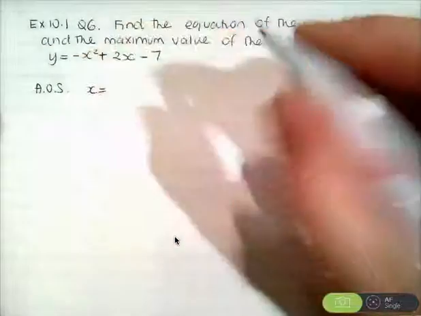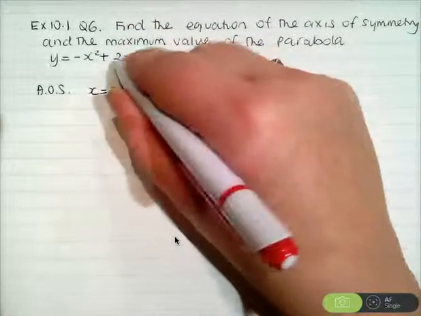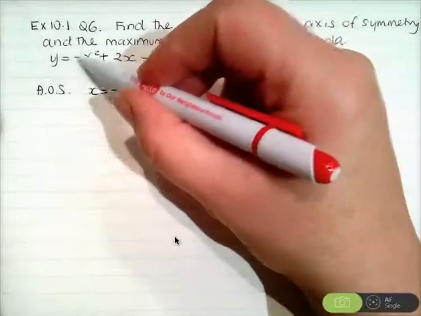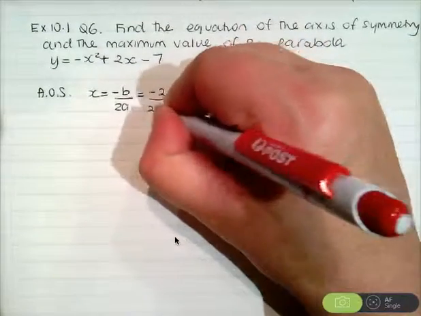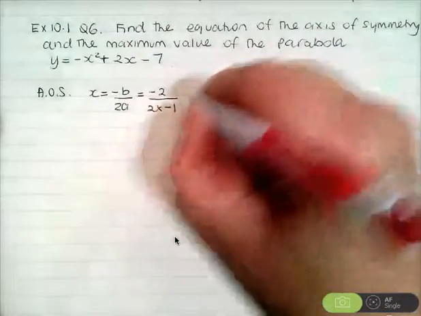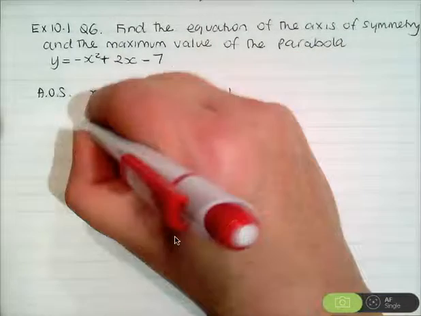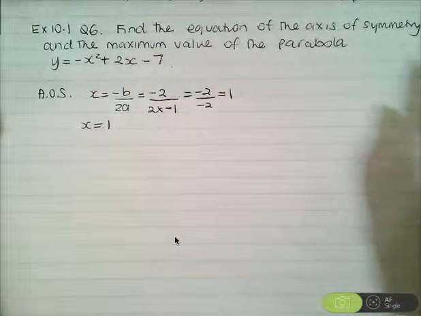The equation for the axis of symmetry is x equals -b on 2a. Now our b is 2, so it's -2 over 2 times a. My a is -1 because -1 is the coefficient of the x squared. So my axis of symmetry is -2 on -2, which happens to be 1. So x equals 1 is the equation of my axis of symmetry.